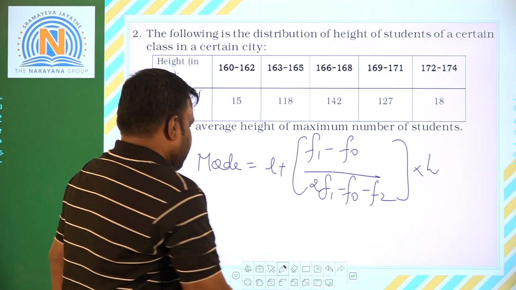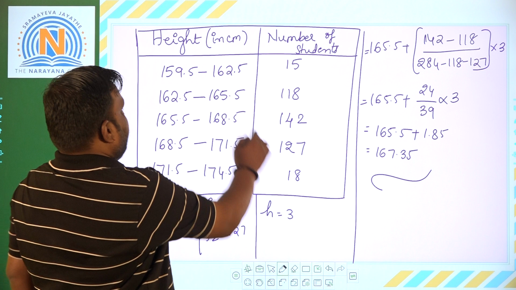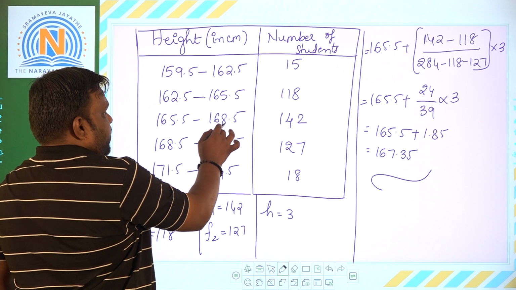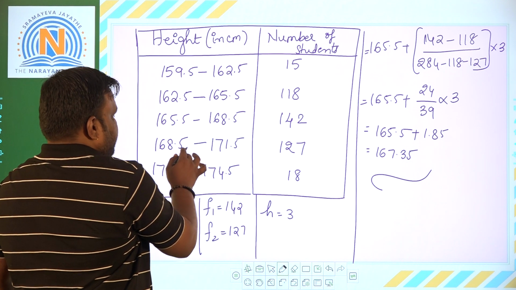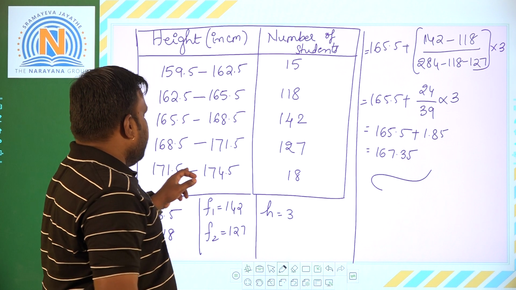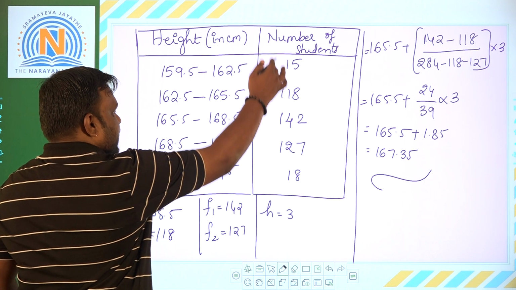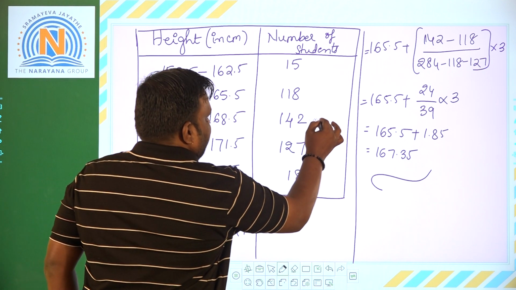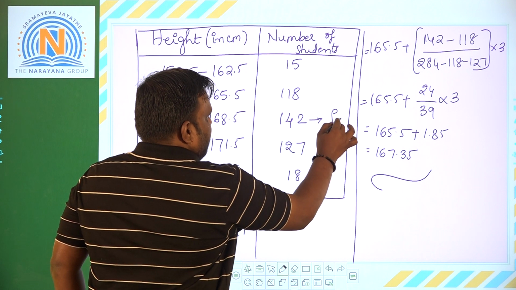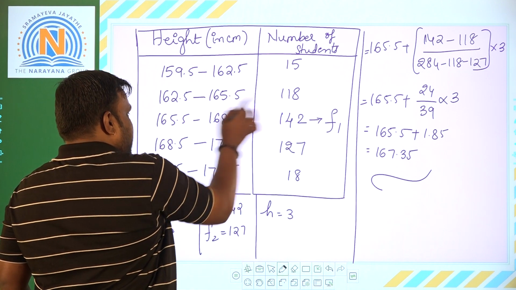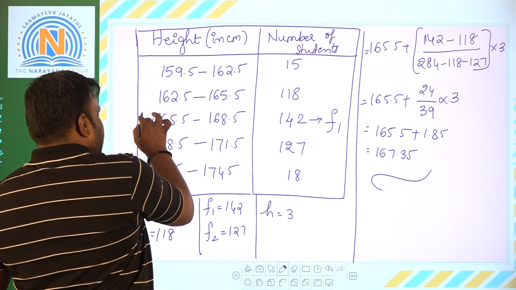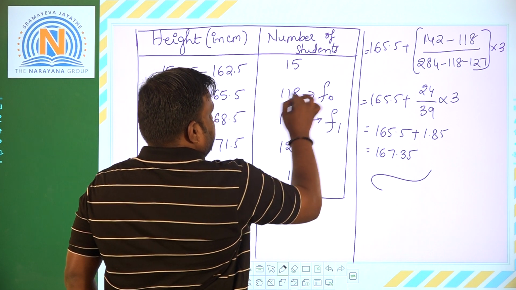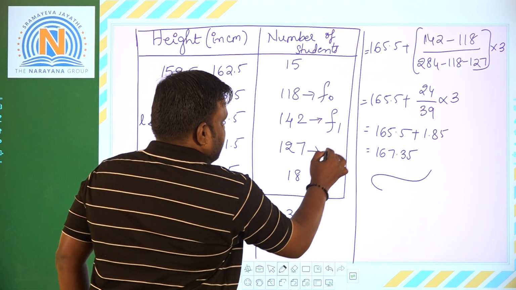In the same way for all the cases. See here, 159.5 to 162.5, 162.5 to 165.5, 165.5 to 168.5, 168.5 to 171.5, 171.5 to 174.5. Here is the list of the number of students. Already we discussed here, 142 is the highest frequency, so it will be taken as F1. Obviously this becomes the modal class, so this will be considered as L, that is 165.5, and the above frequency of this will be taken as F0, and the below one will be considered as F2.